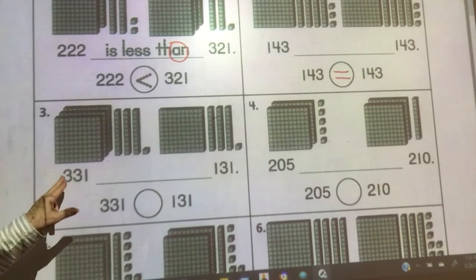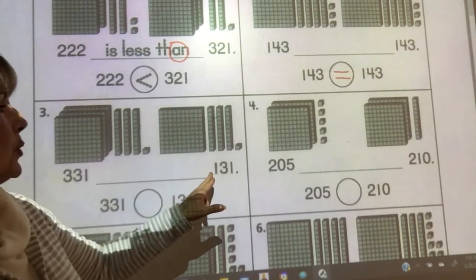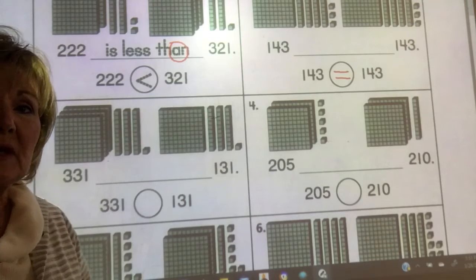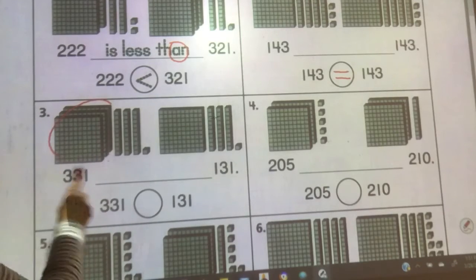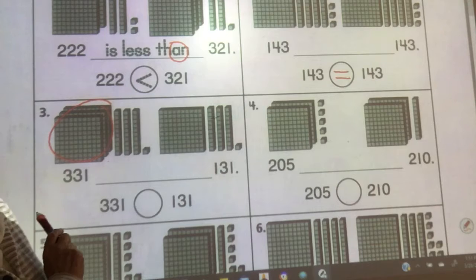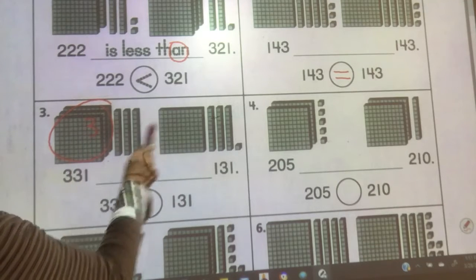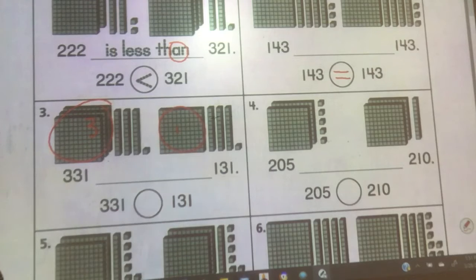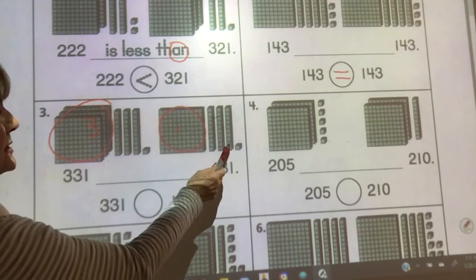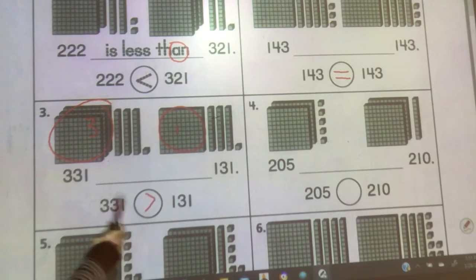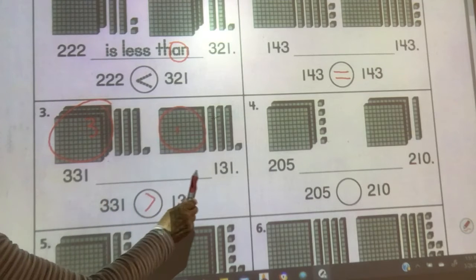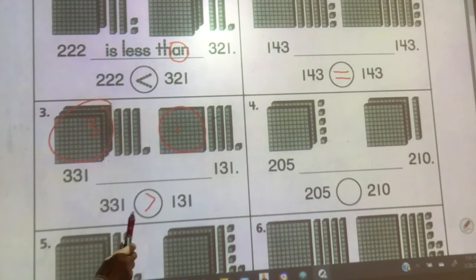So now we have 331 and 131. Just always take a look at the greatest value. It's the hundreds. We've got 3 of them. Here you only have 1 of them. So you know this is going to be greater than that. So you want to write is greater than. You have the words right up there. The mouth is open to the larger number.